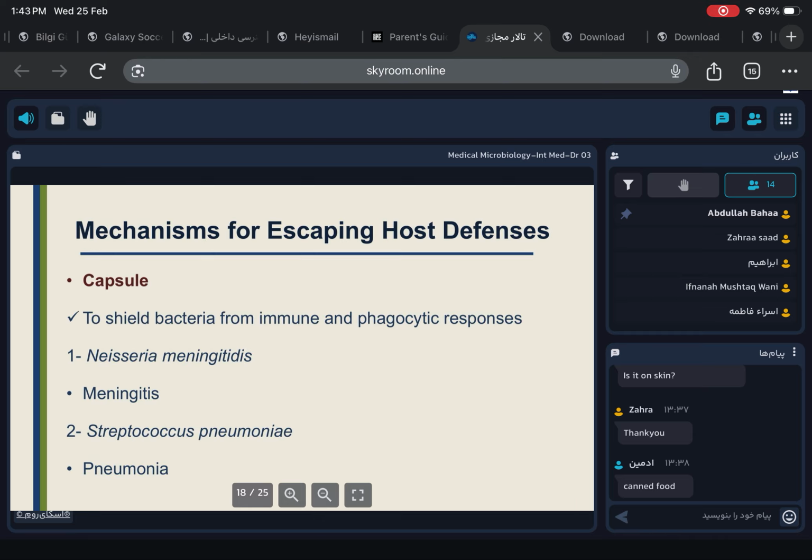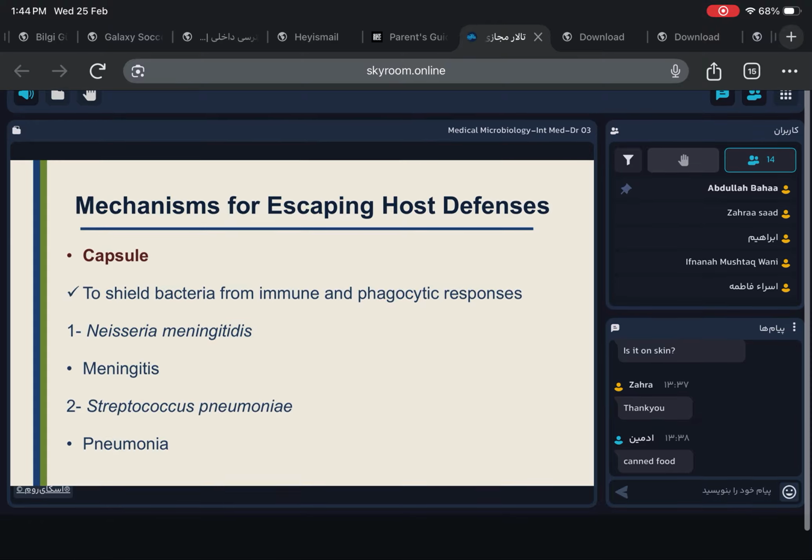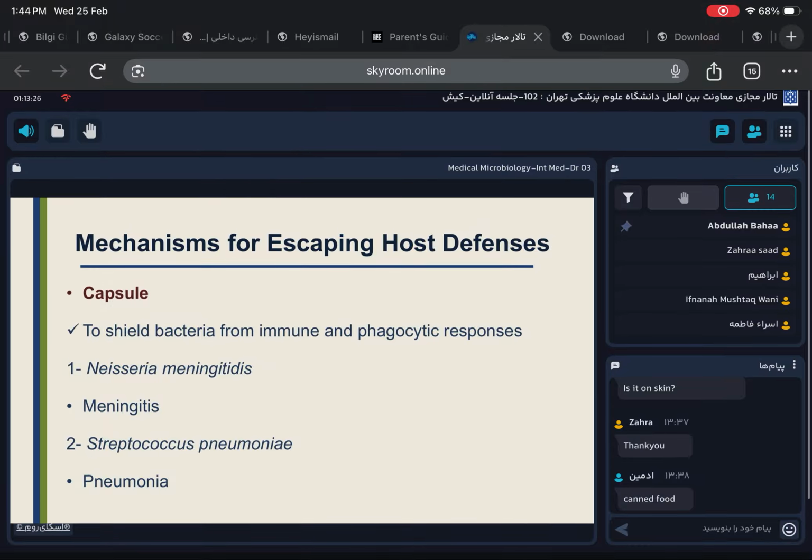And I told you that most capsules are made up of polysaccharides, and polysaccharides aren't very good immunogens. So they are not able to stimulate the immune system very well, which means the bacteria can escape the host defense mechanisms. It's also very hard for phagocytic cells like macrophages to engulf or eat bacteria which have capsules. So again, the capsule is very important to protect bacteria against our immune system.